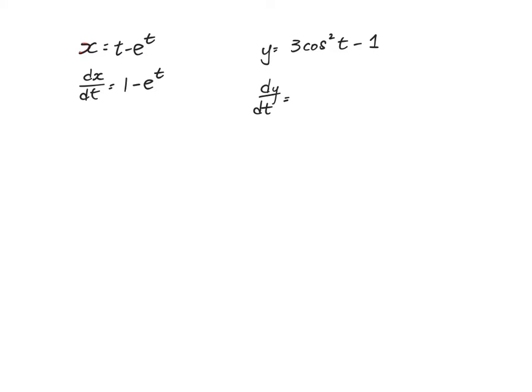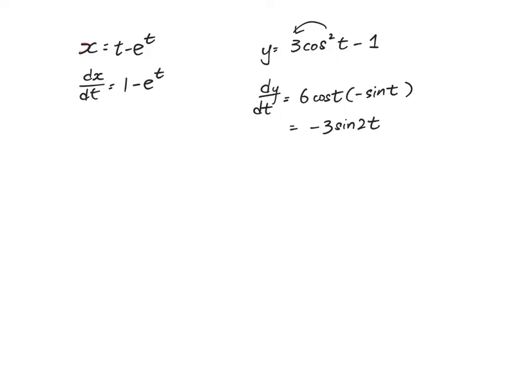Okay, the next part, let's go back. So all goes well, your x should be equal to t minus e to the power of t, and differentiating, you should have dx/dt equal to 1 minus e to the power t. Alright, your y is equal to 3 cosine squared t minus 1. So dy/dt, after differentiating, power goes in front, you have 6 cosine t, differentiating, you have negative sine t. Right, you should end up with negative 3 sine 2t.